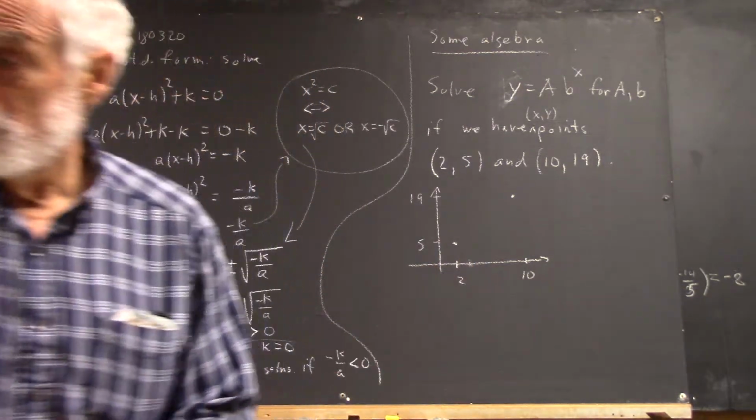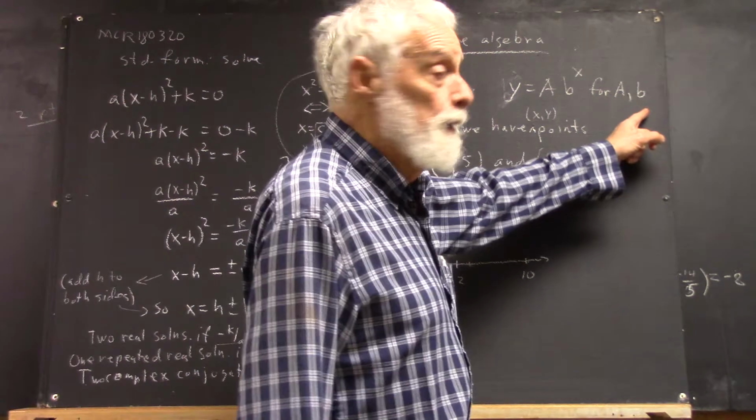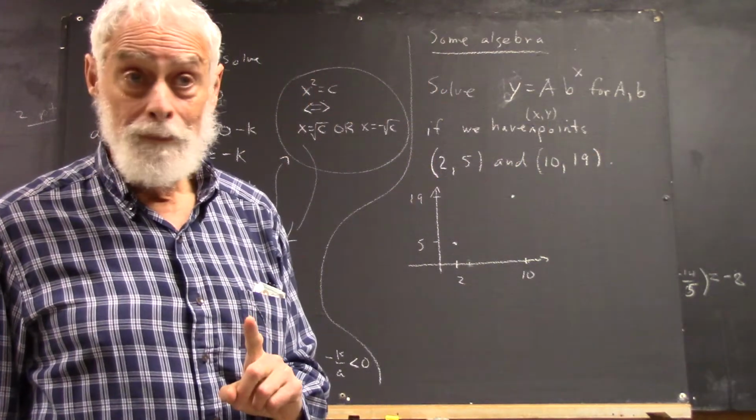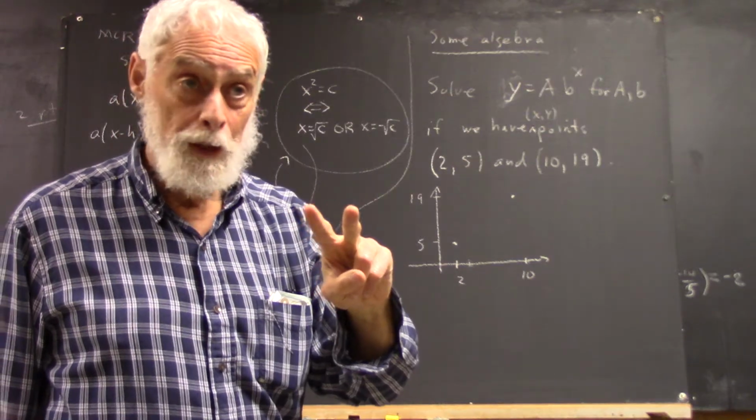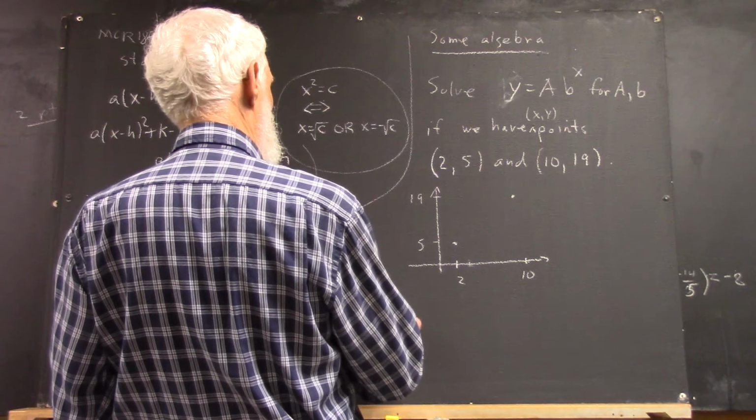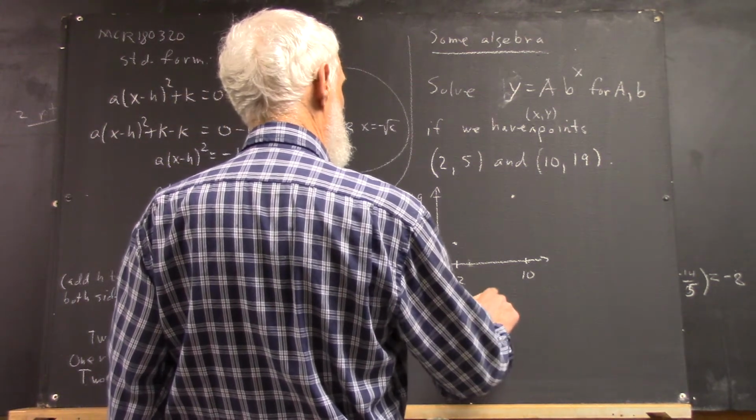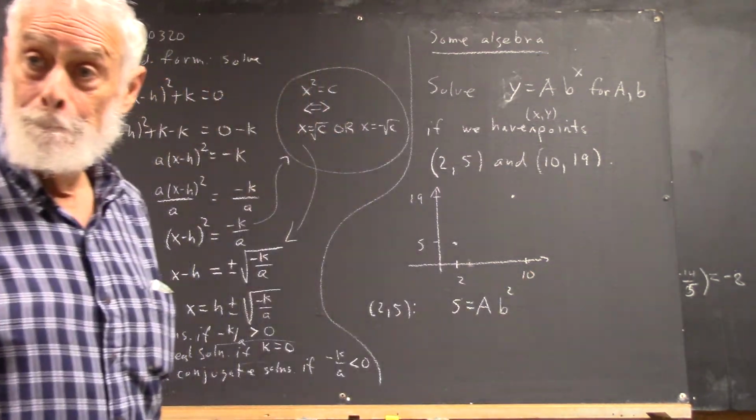Plug in the y and x? Plug in the y and x and get 2 equations, right? Since we've got to find values of A and B, we're not going to find the values of A and B from one equation. But if we've got 2 equations, we can do it. Okay? So from the point (2, 5), we get 5 equals A times B squared, right?